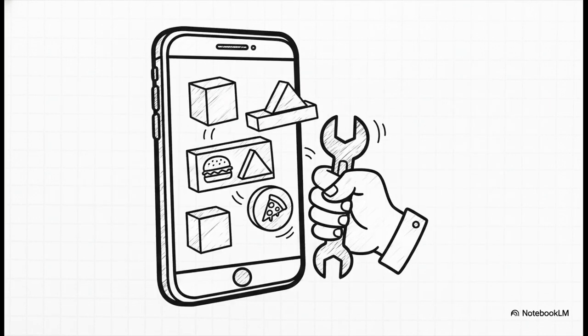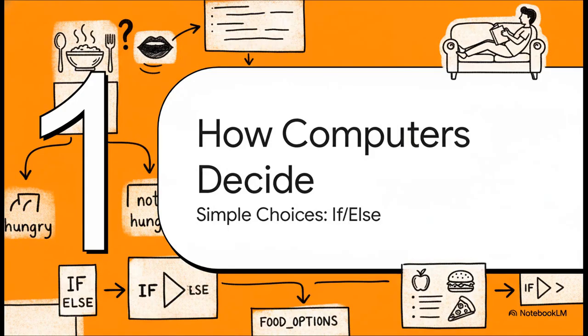And to show you exactly how this all clicks together, we're going to build a simple food ordering program right here, from the ground up, one step at a time. All right, let's dive in. Okay, first things first. Our program needs to make a fundamental choice. Is the user hungry or not? This is its very first decision point.